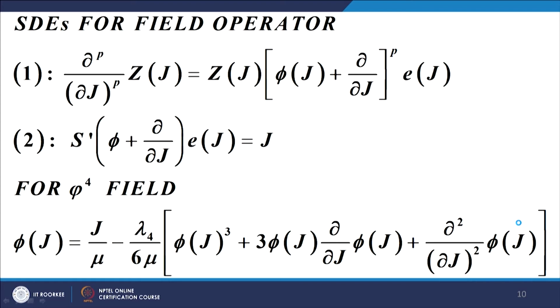The Schwinger-Dyson equation for the field operator, we found it in two forms. Two expressions are obtained for this Schwinger-Dyson equation for the field operator, equations number 1 and 2 given on your slide, and for the interaction field phi 4, we have this expression, which is the bottom equation on your slide. This is the expression for the Schwinger-Dyson equation for the field operator.